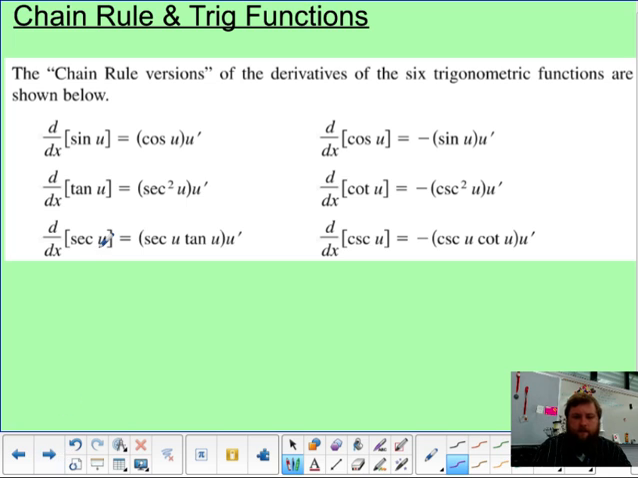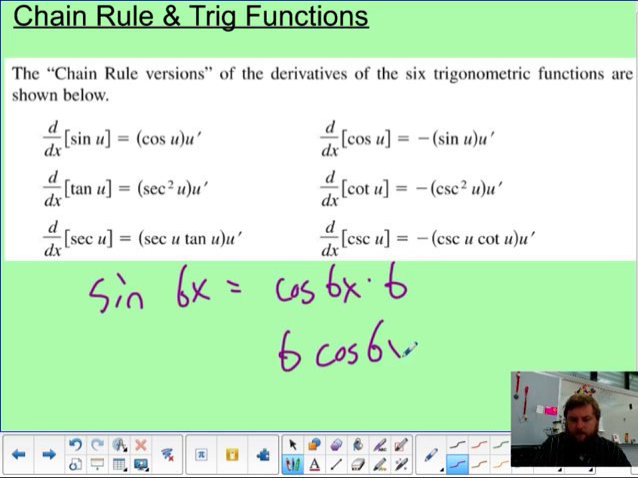Moving on. Chain rule and trig functions. So this still works for trig functions. The derivative of sine of u would be cosine of u times u prime. And that's how you do things like sine of 6x. It's an example from last video. So it becomes cosine of 6x times the derivative of the inside, which is 6. So it became 6 cosine of 6x.